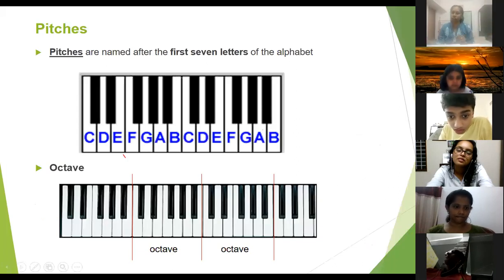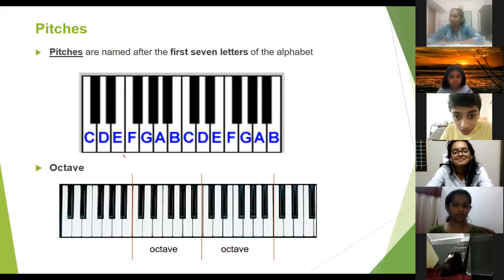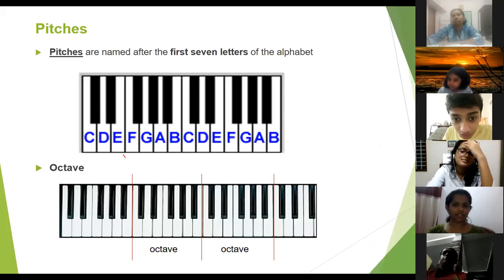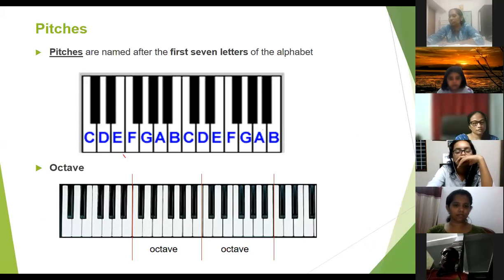And about music alphabets, how many alphabets are there in total? So there are 7 notes in total. That is C, D, E, F, G, A, and then B. Yes, very good. And then again you continue it. So it's a repeat, right?